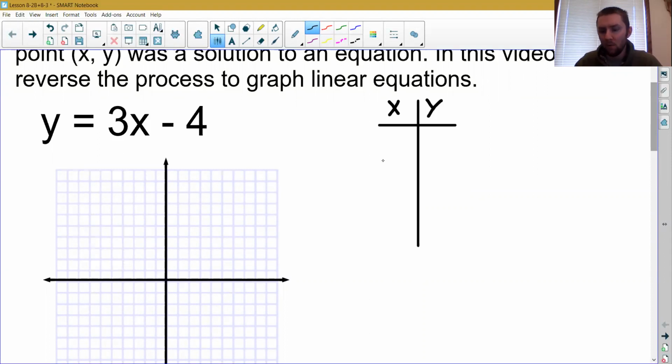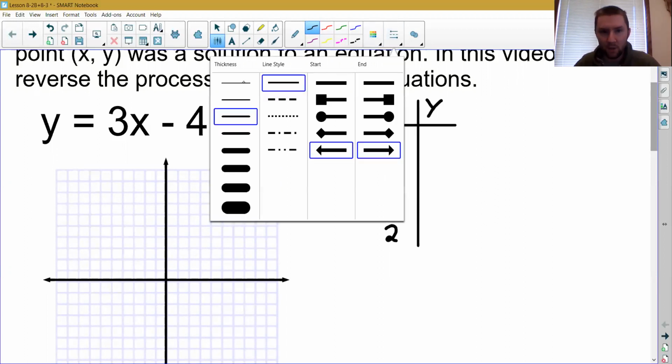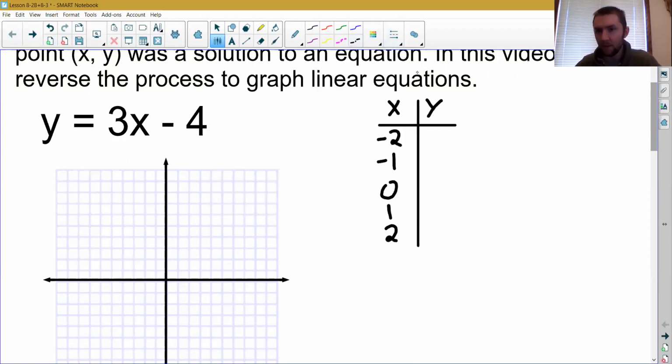Now, in general, I always suggest that when we choose x values to graph, we choose a couple on either side of 0, and we choose 0 as well. So my normal go-to 5 x values are -2, -1, 0, 1, and 2. I'm going to turn these 5 x values into coordinate point solutions to this equation, and the process to do that is essentially just plugging in the value and doing math.